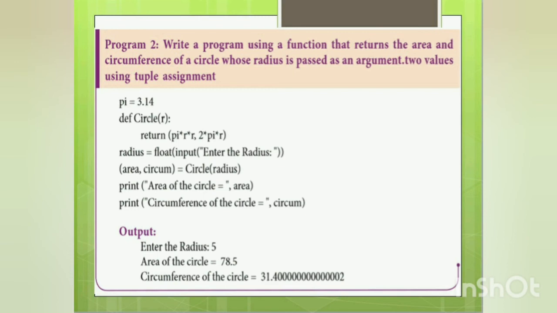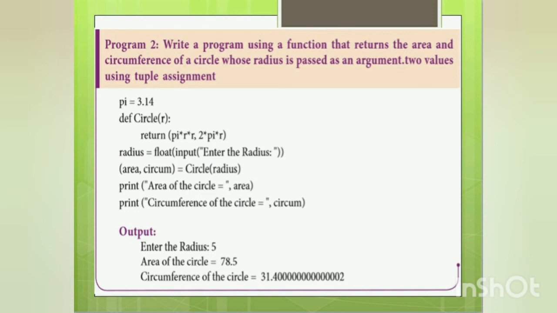Now what is in return? Pi into r into r. What is the r value? 5. So pi, 3.14, into 5 into 5. After evaluating, it will store the result here itself. Then what is the circumference of a circle? 2 into pi, 3.14, into what is the r value? 5. So after evaluating the two values, it will return the first value to area and the second value to circum, because we call circle of radius here only. The first value will be stored in area, the second value in circum.